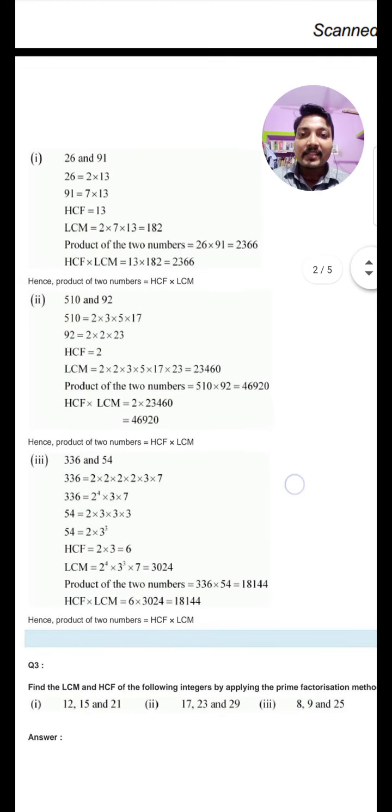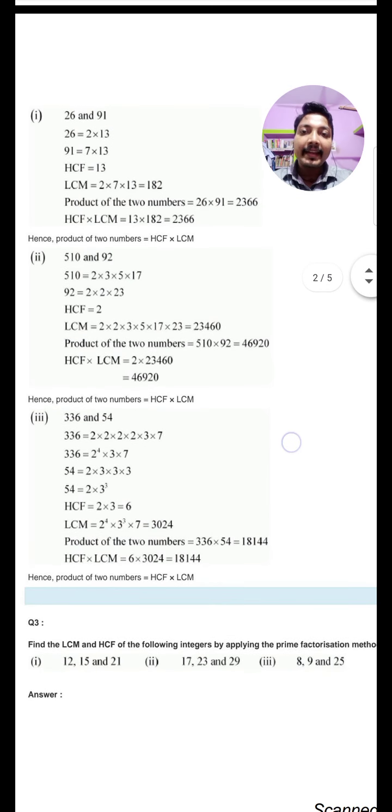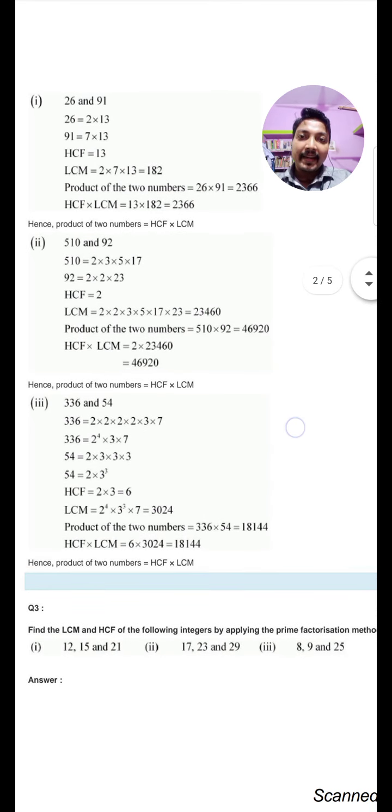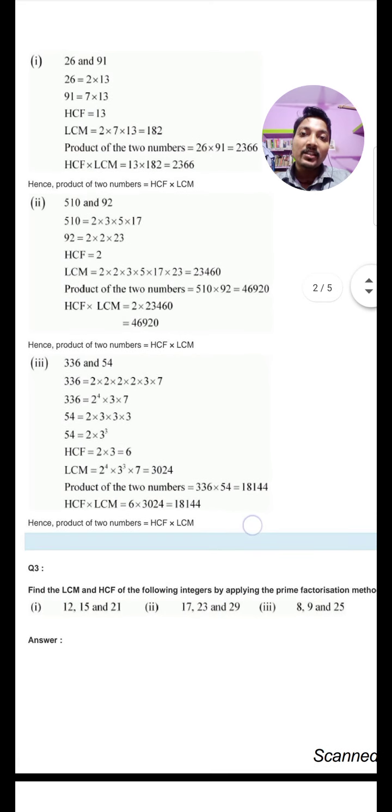Then for the second question, in the same way, 510 you can do the prime factorization, and 92 also you can do the prime factorization. For HCF, as I have already said, you only have to multiply the prime factors which are common. In the upper case 2 is once, below 2 is twice, so one 2 is common. Then 3 is not common, another 2 is not common, 5 is not common, 17 is not common, and 23 is also not common. So HCF is only 2, the common factor between the two prime factorizations.